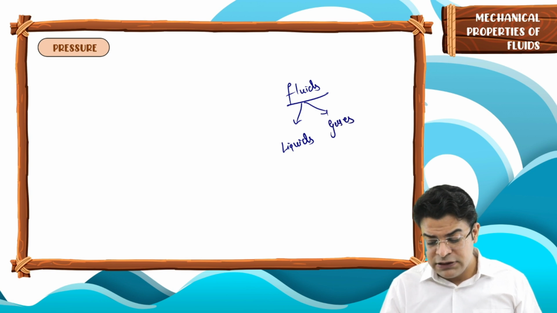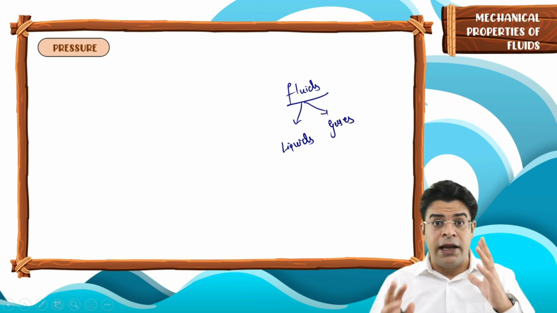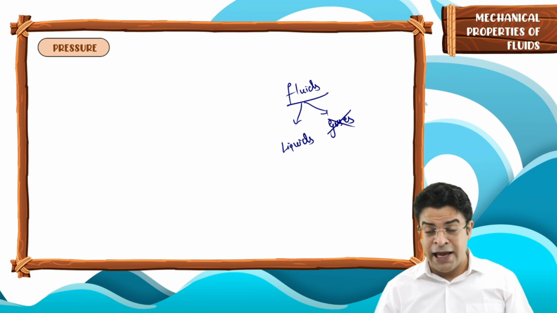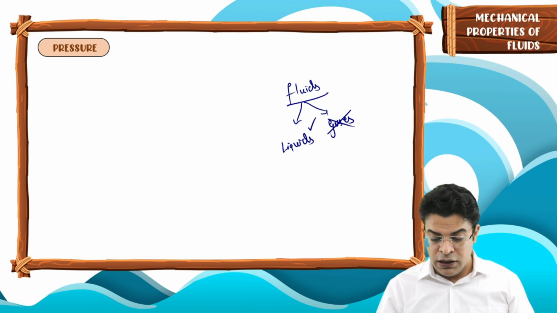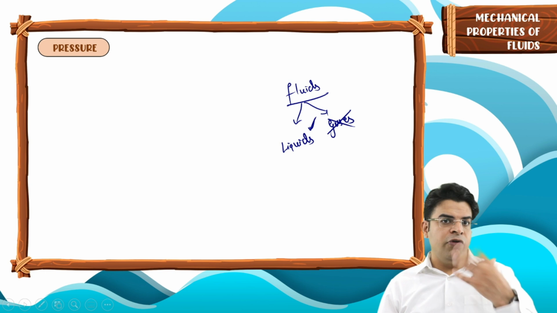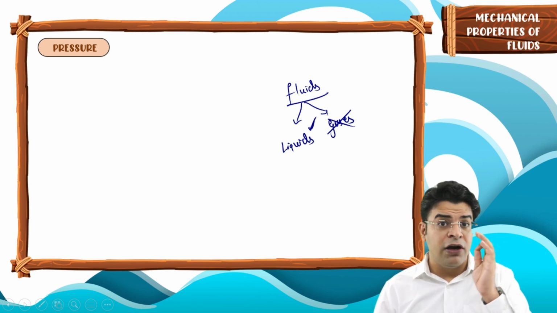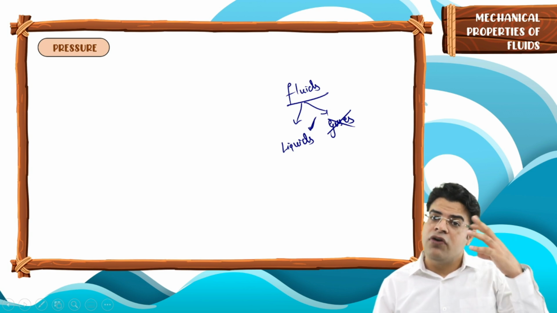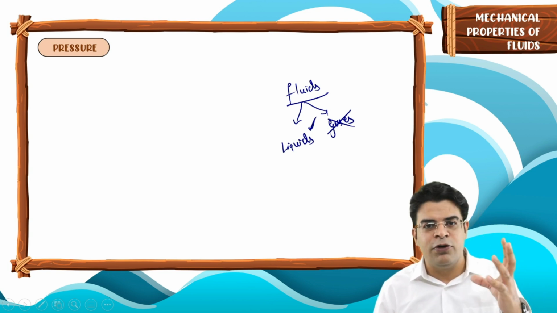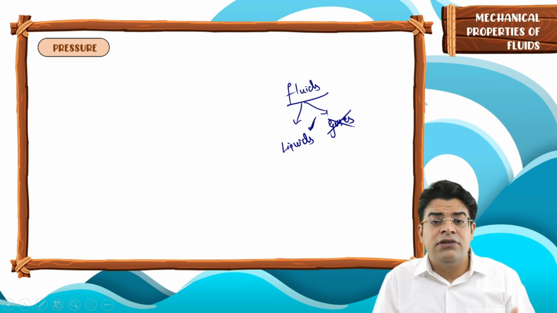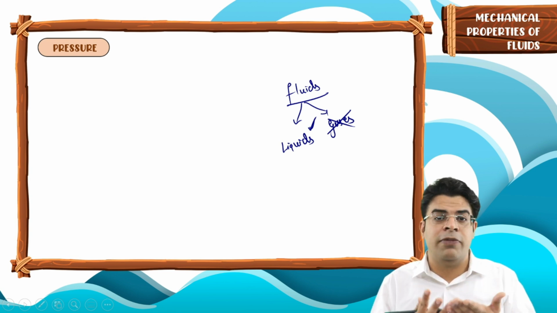When I say that we are learning fluid dynamics, we are not at all talking about gases. We will focus on liquids. So when I say we are learning fluid statics, actually we are learning liquid statics. We are not talking about gases here. We have talked about gases already in the chapter of KTG. So question is, why do fluids exert pressure?